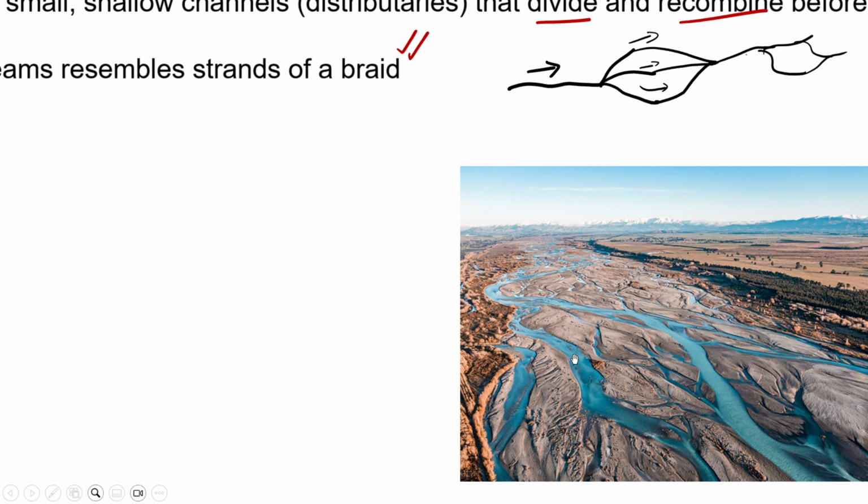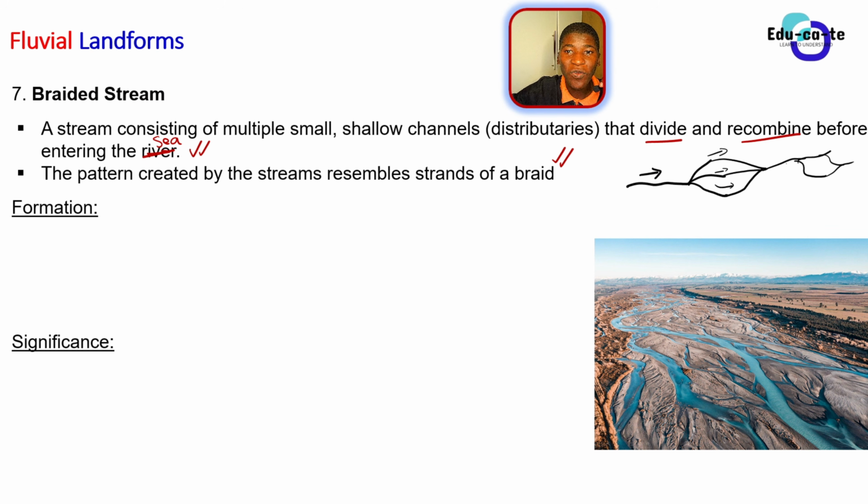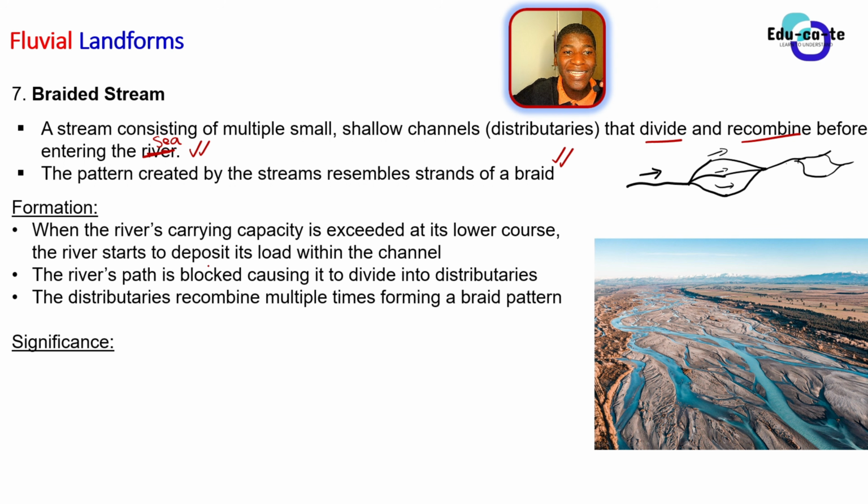So this is just a simpler diagram for you to visualize what these deltas and braided streams are. What's important here is for you to know the formation. Usually it's not asked as an 8 marks question, but you need to know how a braided stream forms, at least for 2 marks or 4 marks. It forms when the river's carrying capacity is exceeded at its lower course. These also form at the lower course, just like deltas, because they are similar to each other. All of them have distributaries. Remember that deltas have distributaries, but they don't recombine.